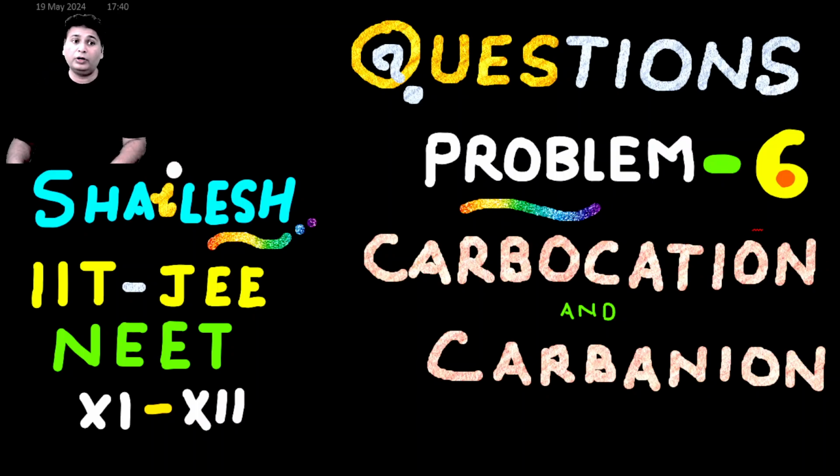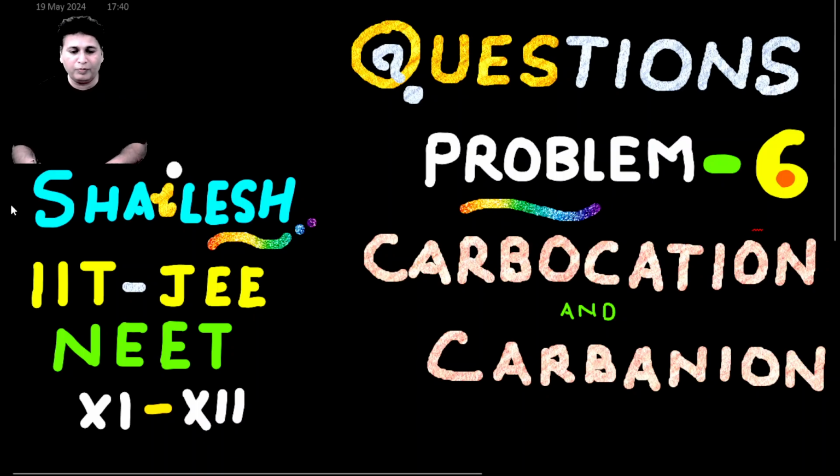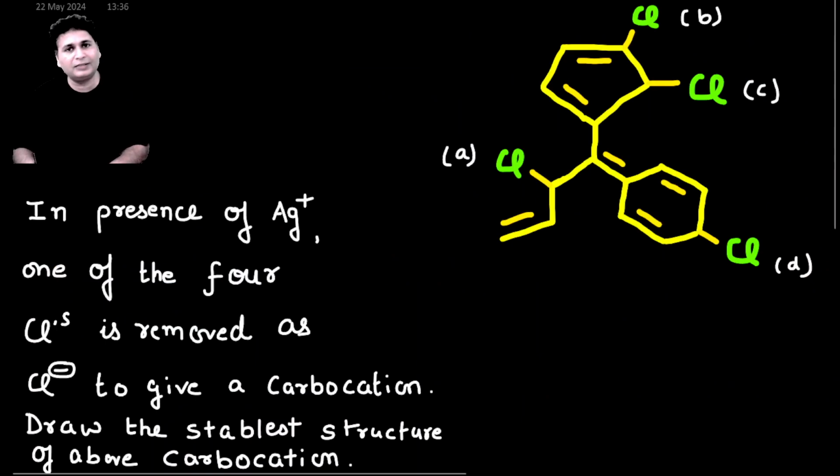Okay, so in our previous problems we have covered various topics like aromaticity, resonating structures, their stability order, etc. Currently we are operating on a new topic, carbocation and carbanion. So let us first see our problem number 6 and we'll analyze afterwards.